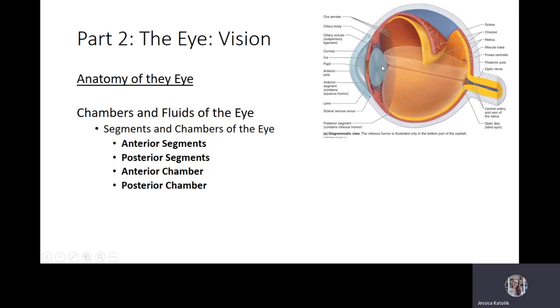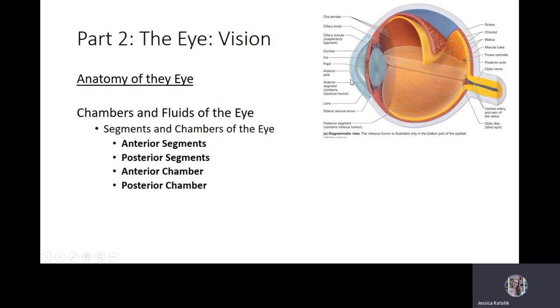And over here, anything behind the lens, from the lens to the retina itself, that's going to be the posterior segment here, that hollow space. So the anterior segment and the posterior segment.